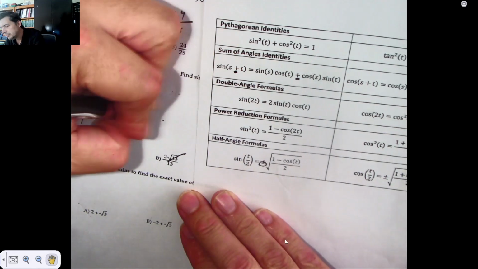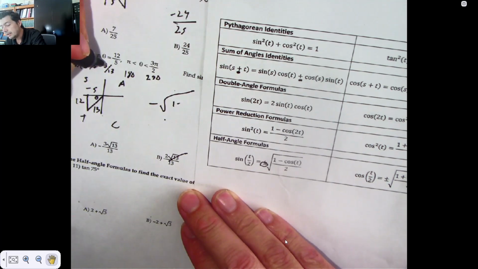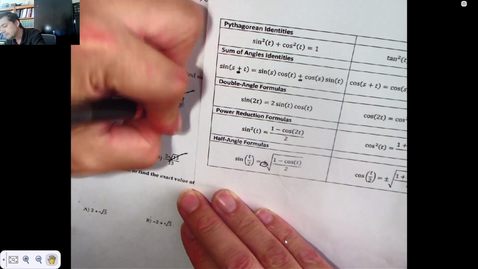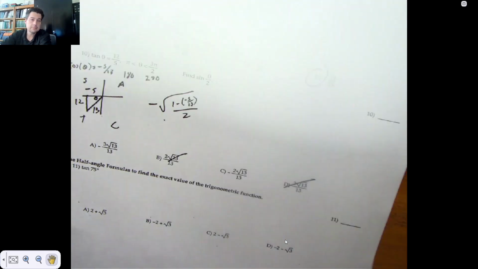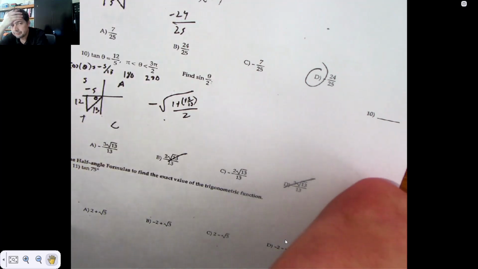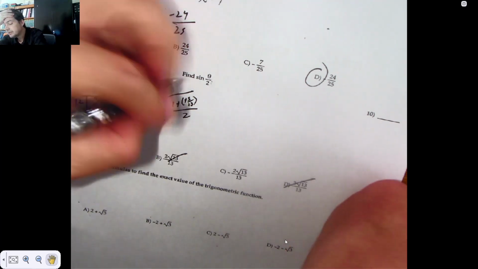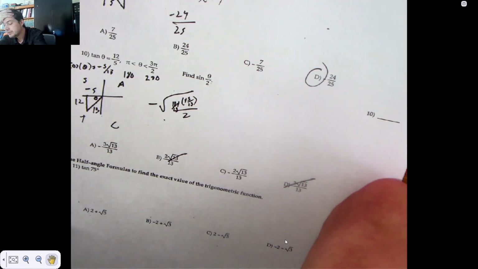All right, back to my little formula here. I'm going to be the negative square root of 1 minus a negative 5/13, sitting over a 2. Taking away negative has been addition forever, and 1 is 13/13, so that's going to give me 8/13.